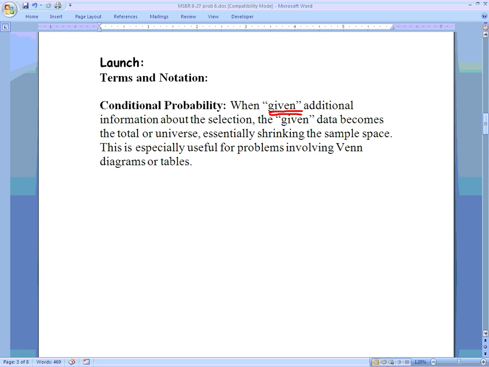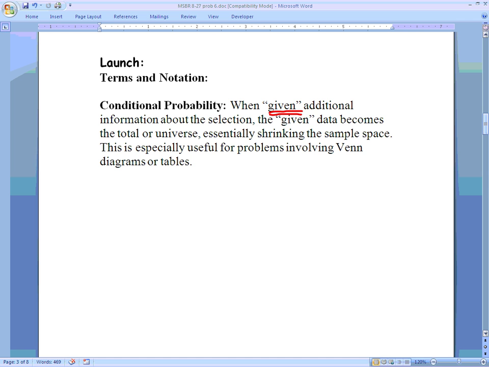If you are looking at, for example, the whole school of about 1,200 students, and you're trying to randomly select one student, it's going to be one out of the 1,200. But if you're given that it's just students in my 3A math class, suddenly we've shrunk that universe to just those 40 or so students in that class. And so our probability has changed. We're going to look at some examples of that.